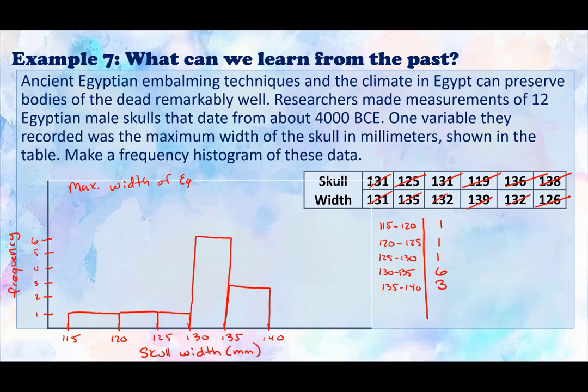of Egyptian male skulls from 4000 BCE. And as you can look at this, you can do your SOCS if you have to. You can see that your spread is from 119 to 139. Your outliers, there doesn't seem to be any outlying points here. Your center looks like it's somewhere between 130 and 135. And the last thing is the shape, and it looks like it's skewed to the left slightly.